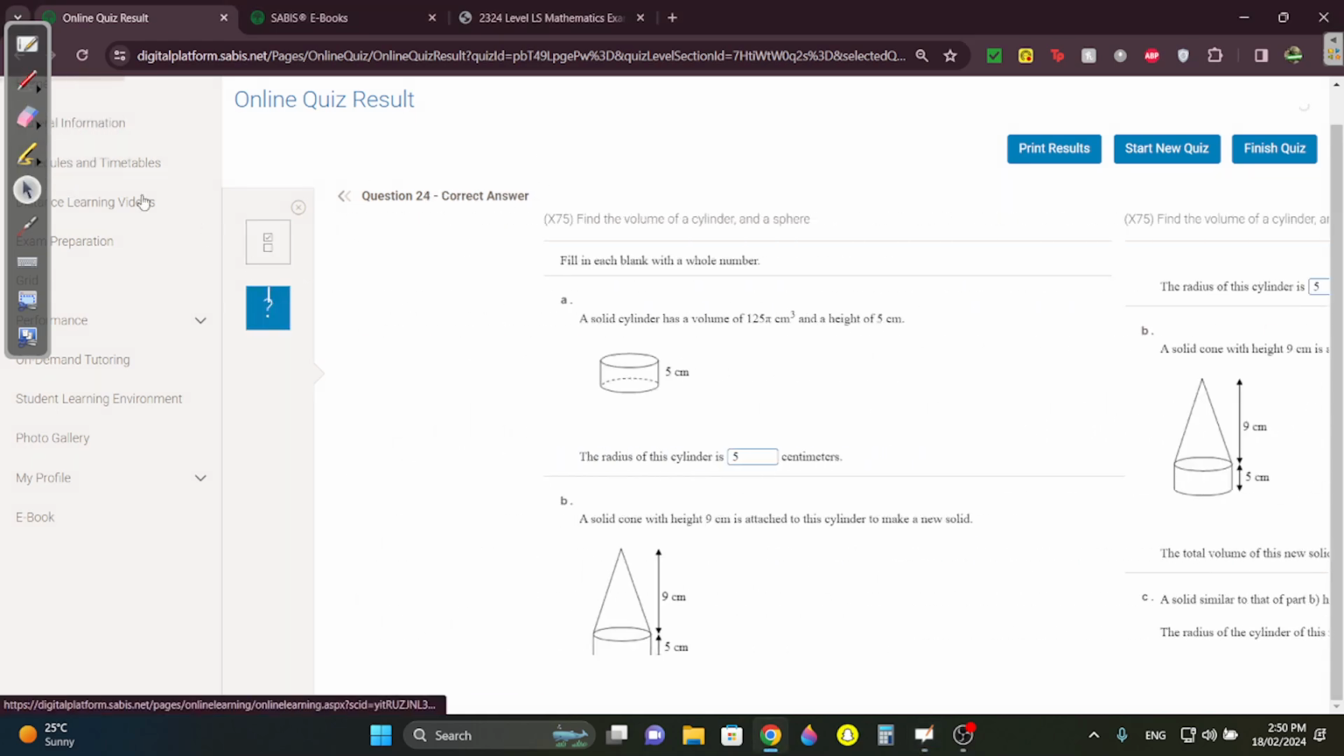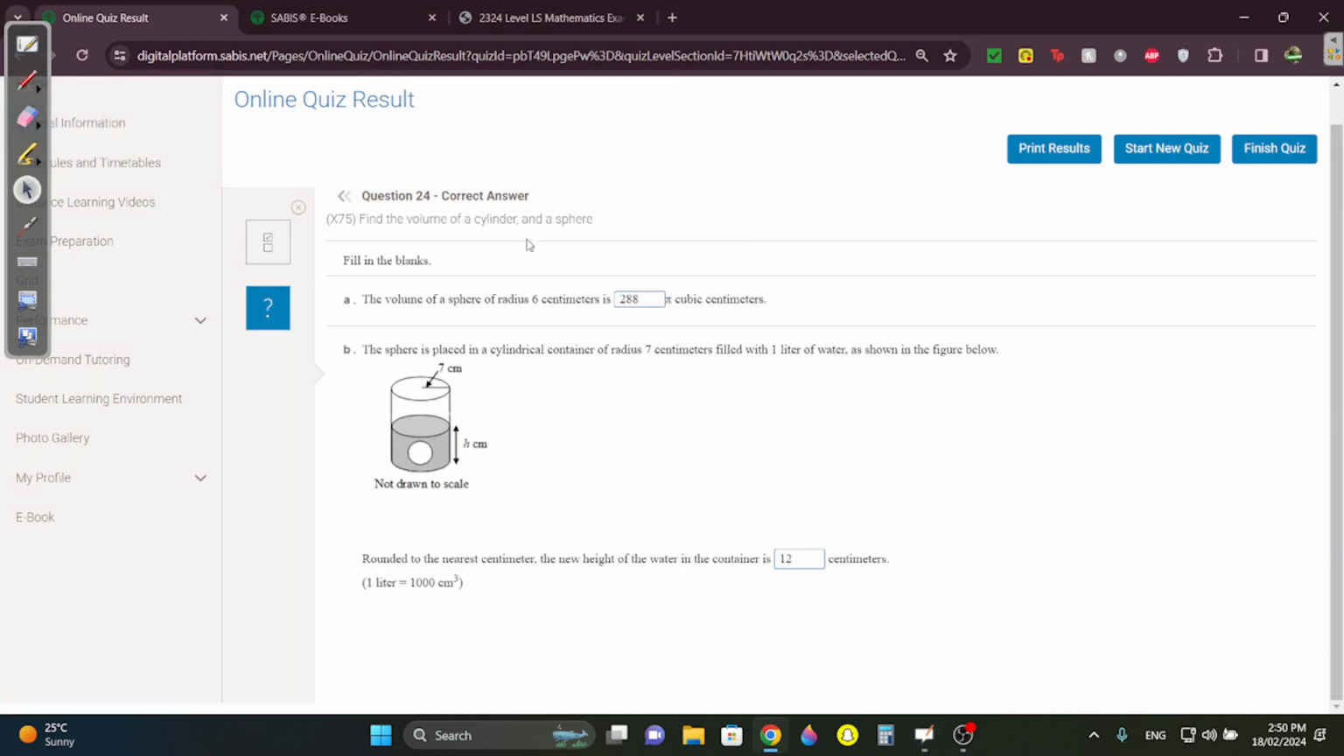Question 24. The volume of a sphere of radius 6 is how much? Another formula for you guys. The volume of a sphere is equal to 4 over 3 pi r cubed. They want it in terms of pi, so you just cancel pi. 4 over 3 times r cubed, so 6 cubed, and you're going to get 288.